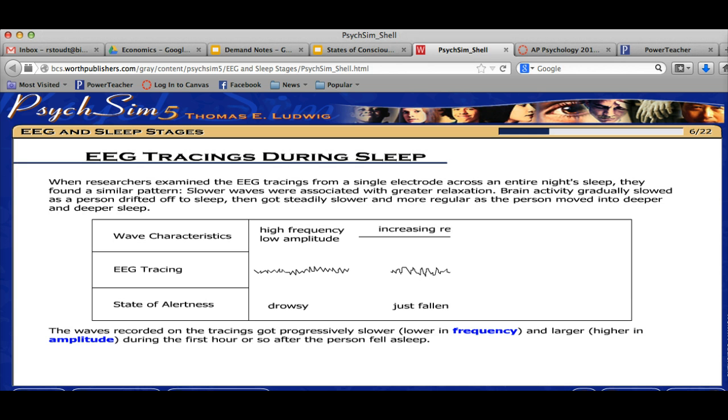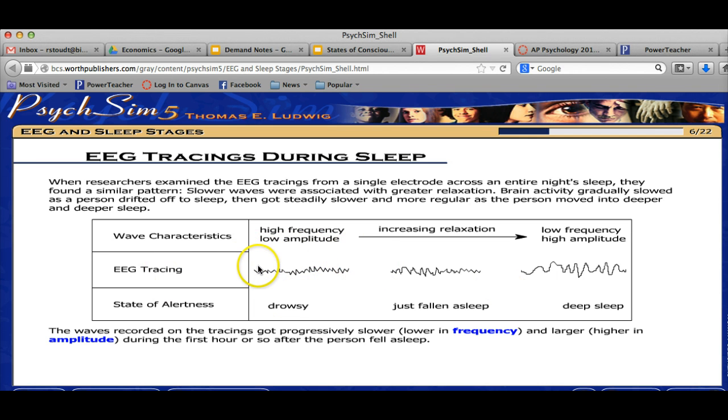So when researchers examined the EEG tracings for a single electrode across an entire night's sleep, they found a similar pattern. Slower waves were associated with greater relaxation. Brain activity gradually slowed as a person drifted off to sleep, then got steadily slower and more irregular as the person moved into deeper and deeper sleep.